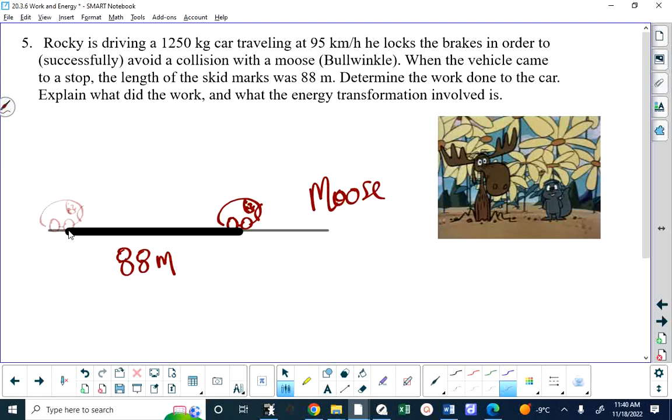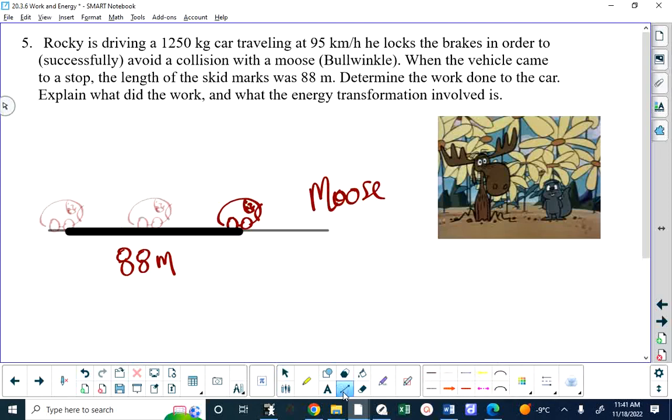So while the car was stopping, while the car was skidding, what is the force doing the work to the car? It's not gravity. It's not the engine. While Rocky enters the skid, he or she might as well just turn the ignition off because the wheels are locked. What's the force doing the work? Friction.